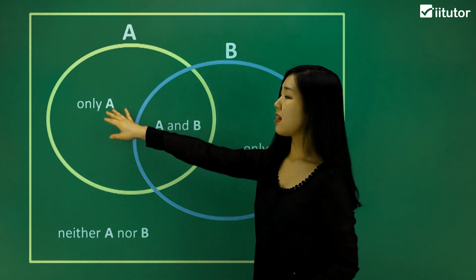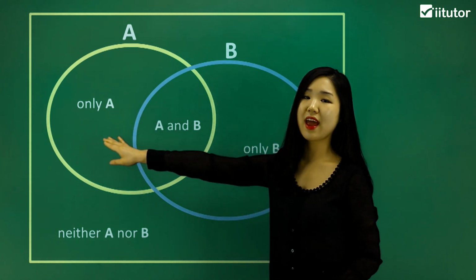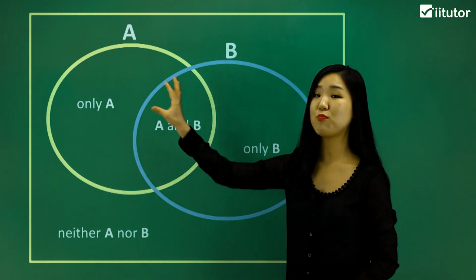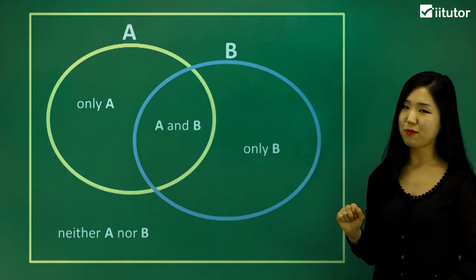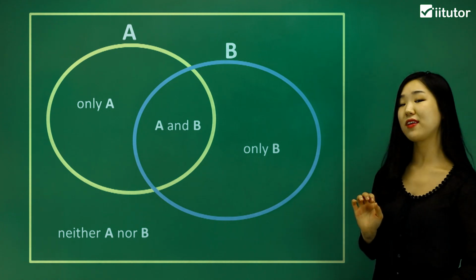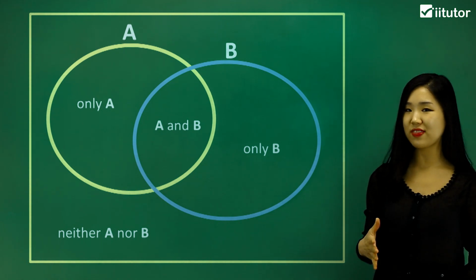Now this part is only A. Only A means there's no parts of B in that part. So it's only A, and similarly this is only B. That's pretty much all you really need to know. We'll try some questions so you get the idea.